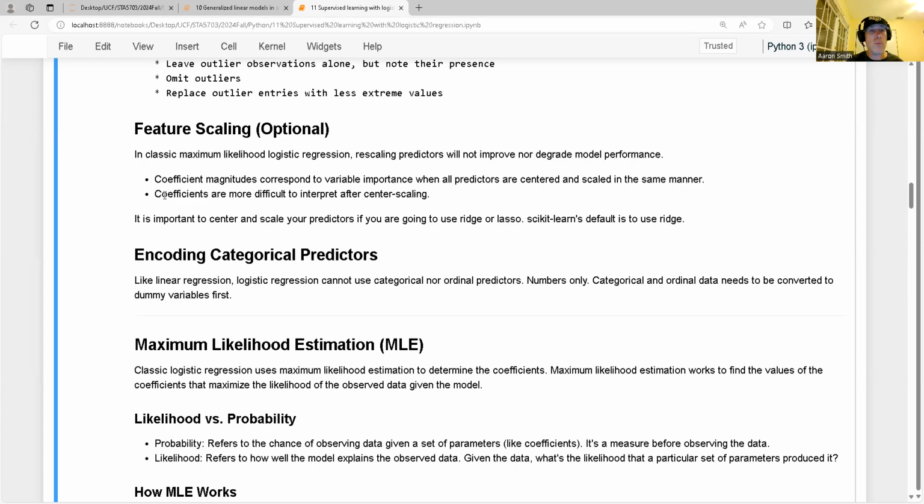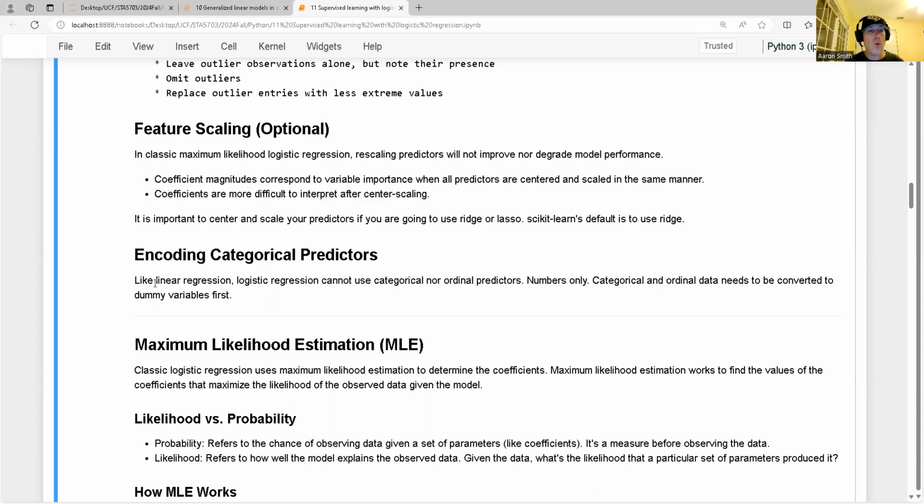Now, the coefficients are more difficult to interpret if I scale them. Why is that? Because it's not as clear of a relationship. I have to find the rescaling function, and then connect that back using a little bit of mathematics to the coefficients to figure out what the interpretation was. Either way, you're not going to change the actual predictive performance of your model.